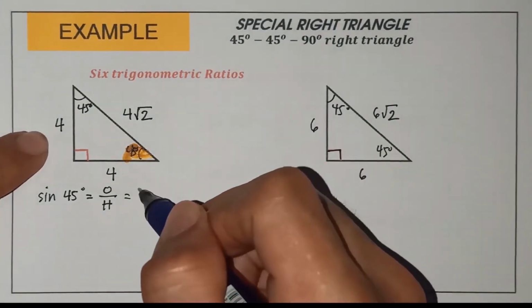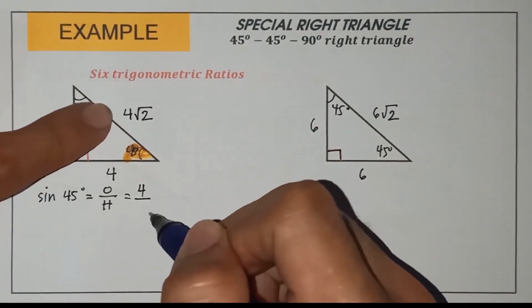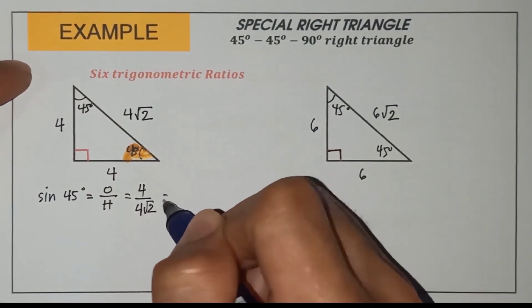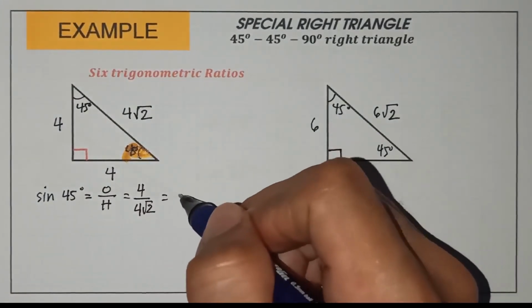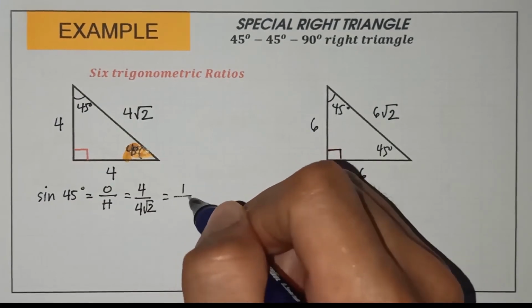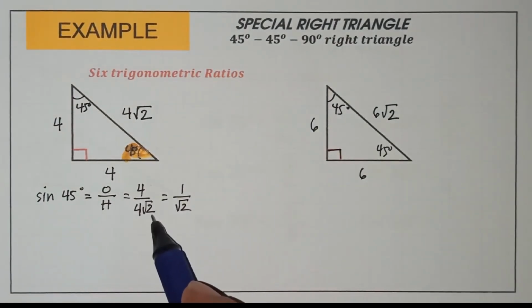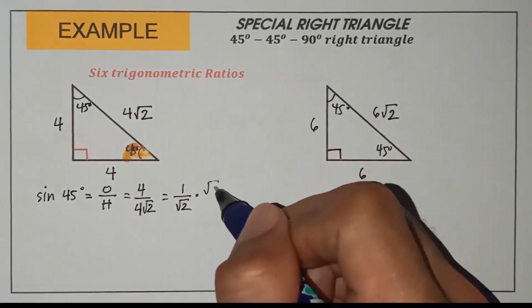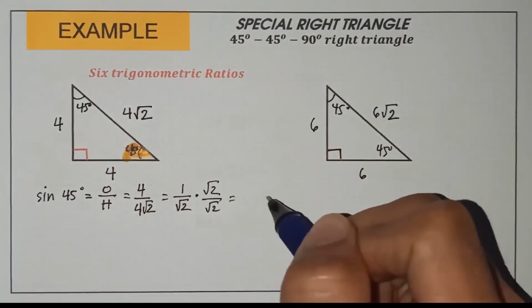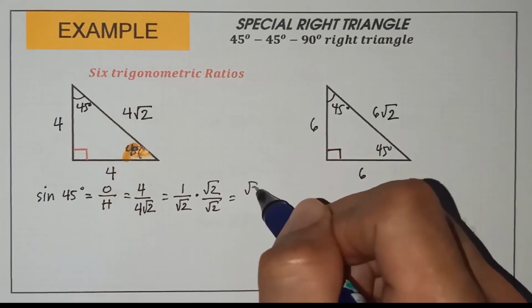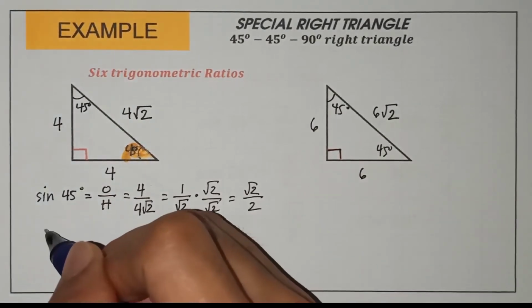Opposite is 4, and the hypotenuse is 4 square root of 2. So the result here is 1 over square root of 2, because 4 divided by 4 is 1. We only have square root of 2, so rationalize it. The result is square root of 2 over 2.